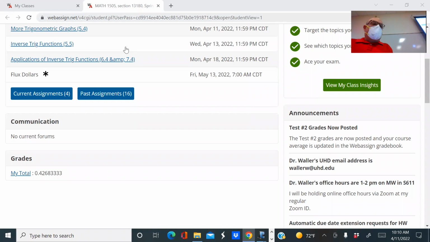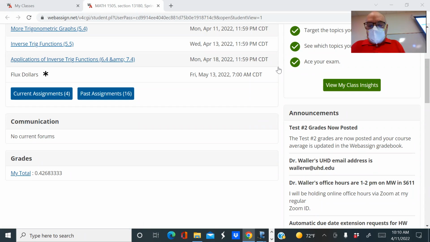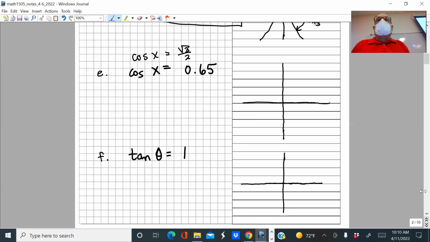Okay, so don't forget that the more trigonometric graphs homework is due tonight, right? Okay, let me switch to the notes here. Some of these problems in these notes today are going to be a little bit complicated, so pay attention here. The first one, not so bad, the first couple, but then after this, there are some more challenging examples.